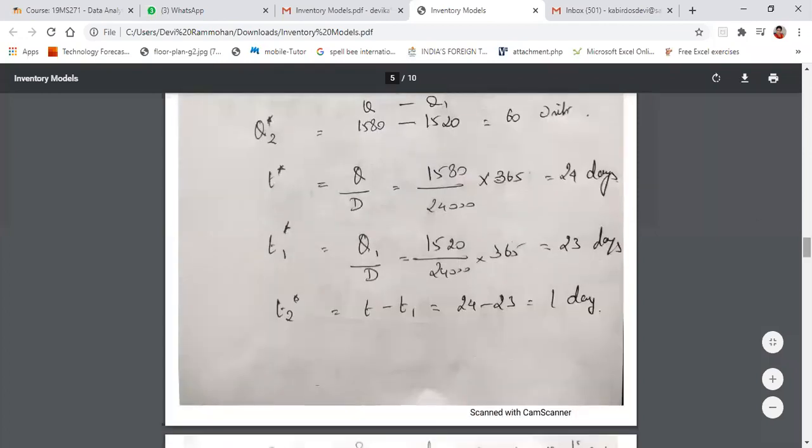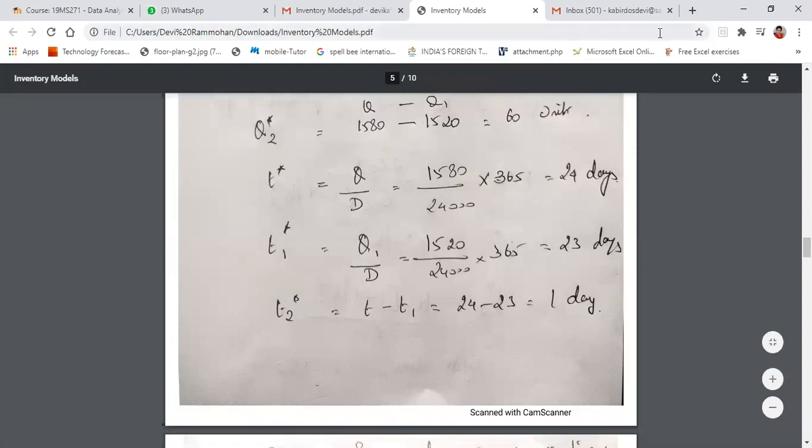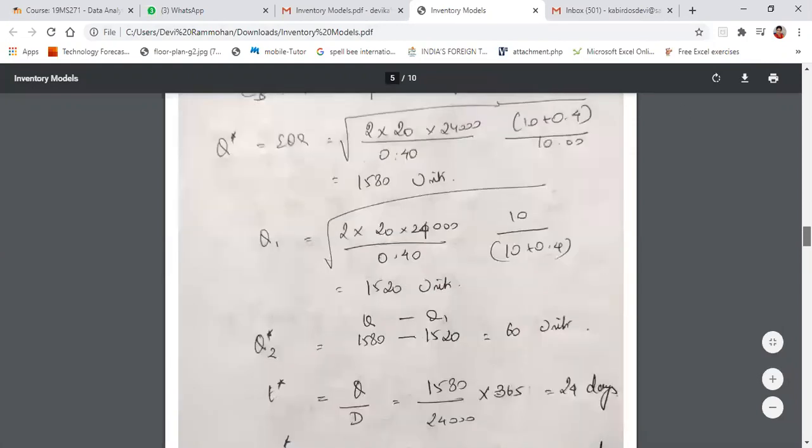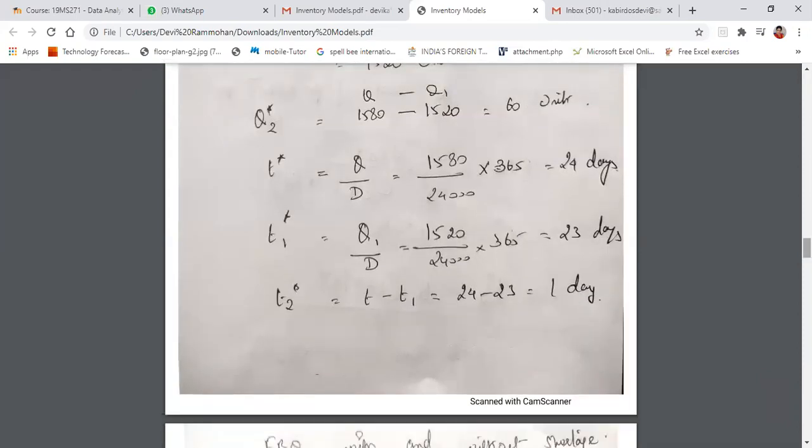Now, what are the other things that you need to understand here? I have found out the economic order quantity, Q, and the maximum inventory, Q1. This is the maximum inventory that I can hold, and this is the maximum shortage. So for me in this model, for this calculation, my maximum shortage is 60 units, right? So 60 units, there is always a shortage. So I have to place orders accordingly.